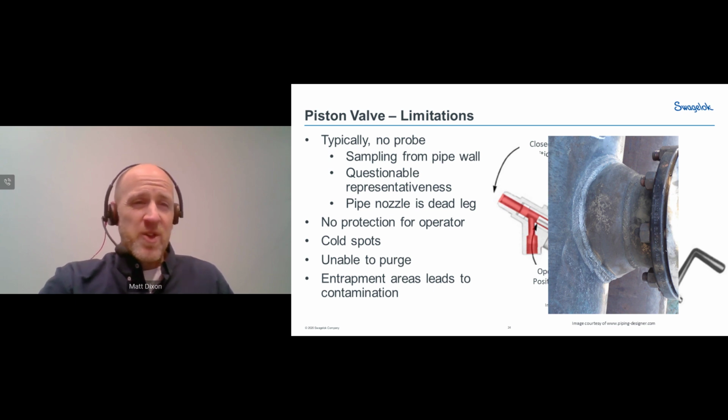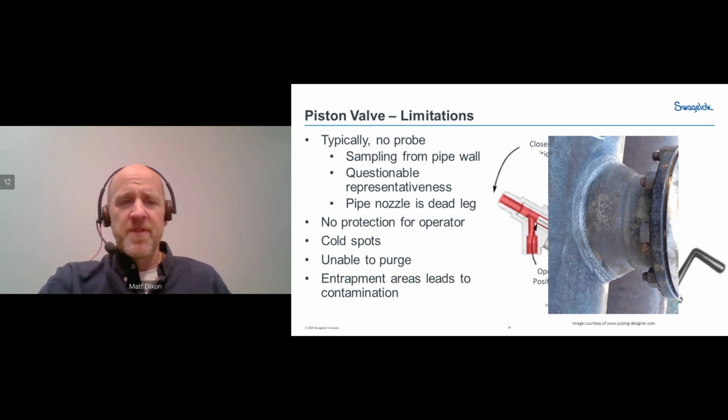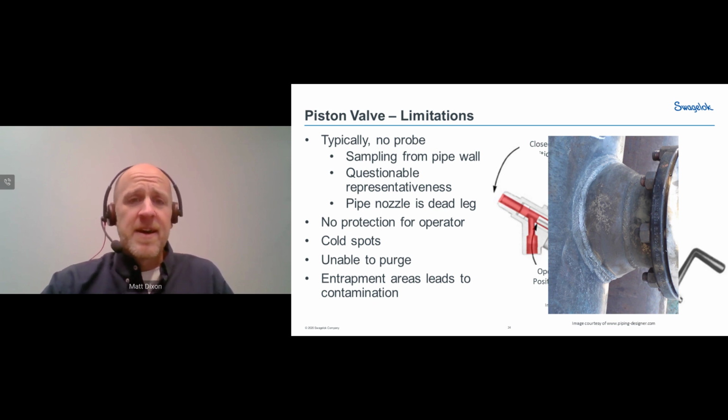Okay. So now we've seen how a piston valve works. What are some of the limitations? One of the limitations is that you typically don't have a probe with this valve. As I mentioned, it's very often attached directly to the process pipe, and very often it's going to be attached to a pipe nozzle like what you see there. So as a result, because you have the volume of that pipe nozzle, which can act as a dead leg, and also because you're sampling essentially from the wall of a pipeline, the representativeness when you're using one of these can be somewhat questionable.